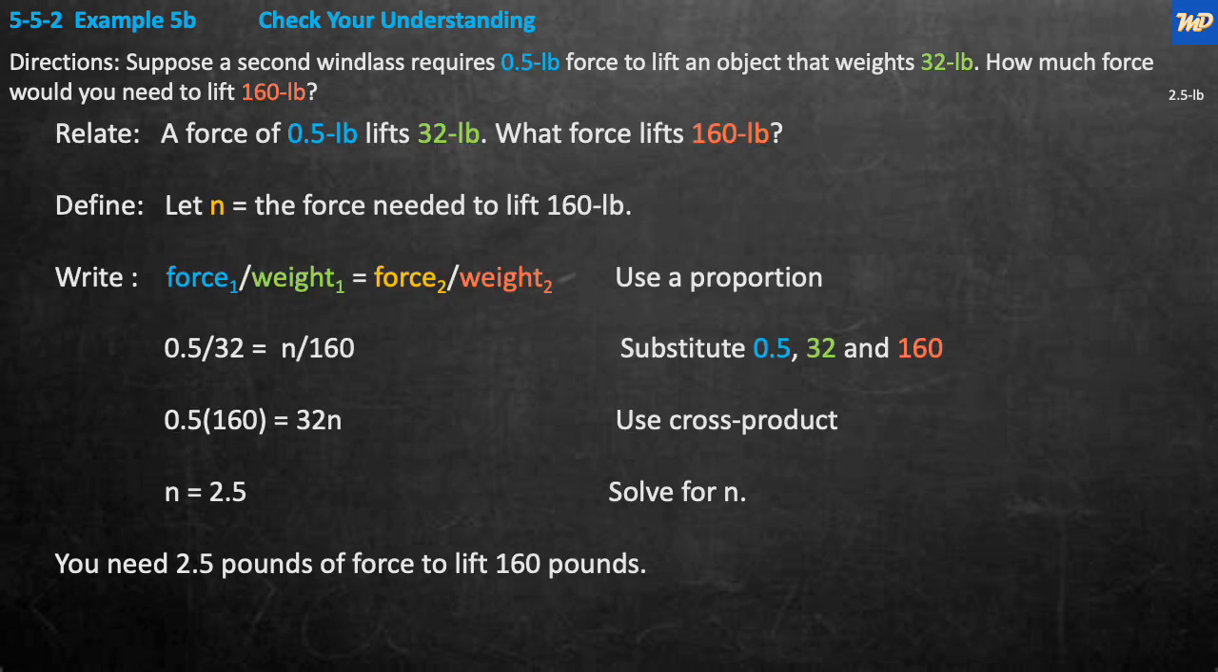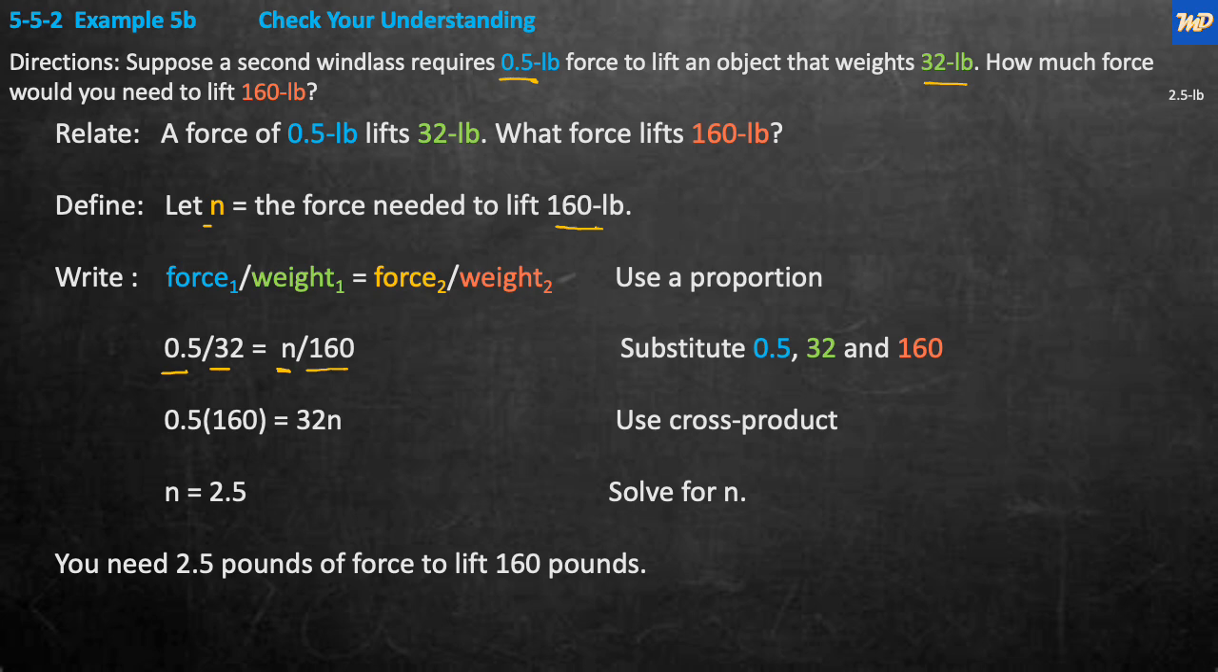Okay, so now let's take a look at this. I've highlighted some of this and written out the answer so we'll see if yours comes out the same. As before, I have the force of 0.5 pounds as force 1, and weight 1 is 32 pounds, just like before. And the force you need to lift 160 pounds, we're saying N and 160 pounds. So force 1 divided by weight 1 equals force 2 divided by weight 2. Let's do some substitution. Force 1 is 0.5. Weight 1 is 32. Here's N, and 160 is weight 2.